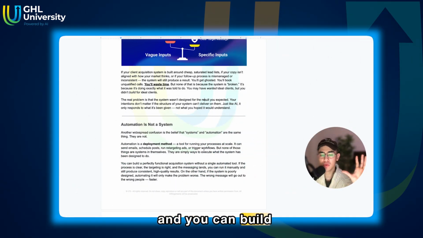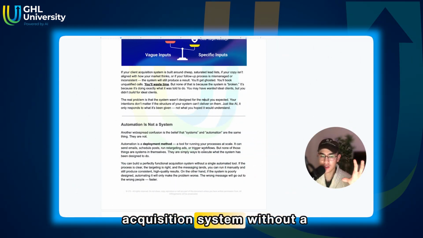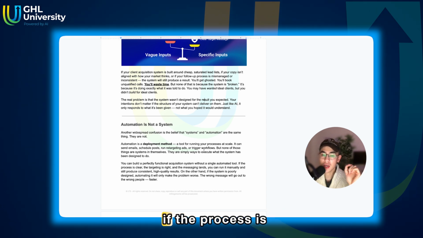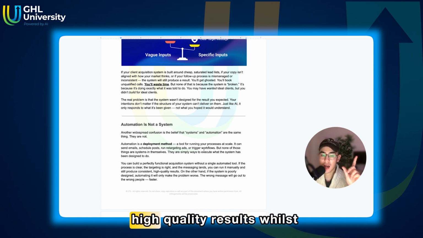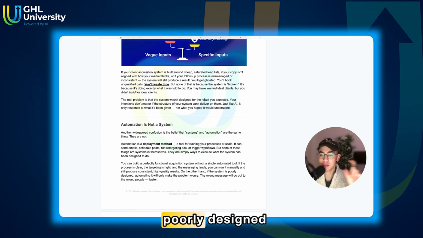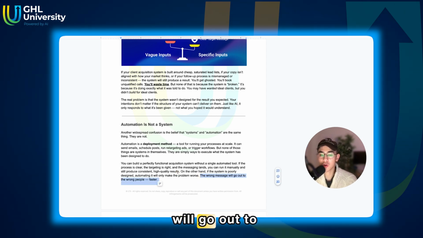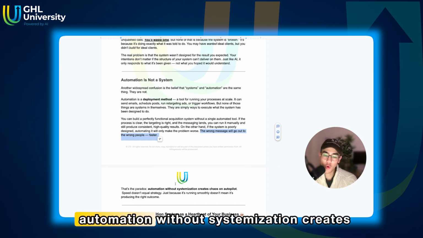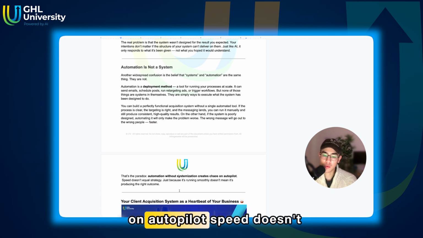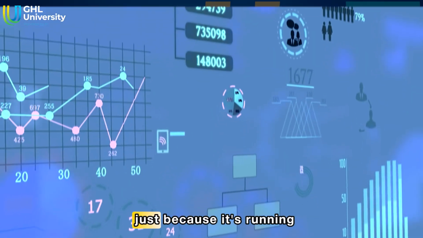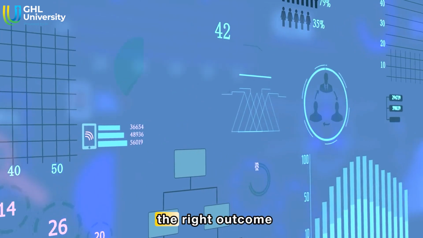And you can build a perfectly functional acquisition system without a single automated tool if the process is clear, the targeting is right, and the messages land. You can run it manually and still produce consistent, high-quality results. Whilst on the other hand, if the system is poorly designed, automating it will only make the problem worse, and the wrong message will go out to the wrong people, but faster. Automation without systemization creates chaos on autopilot. Speed doesn't equal strategy. Just because it's running smoothly doesn't mean it's producing the right outcome.